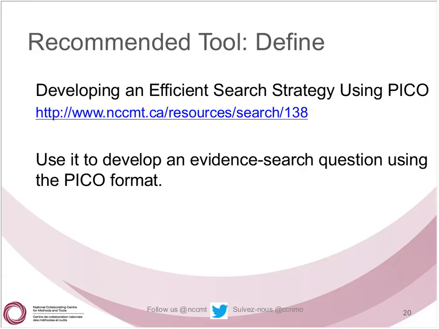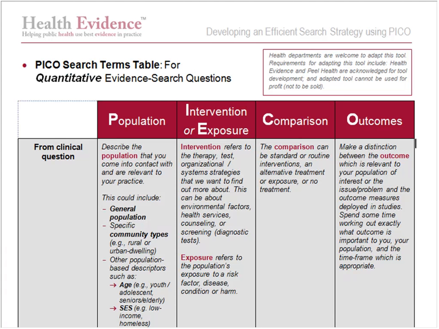So this tool is called Developing an Efficient Search Strategy Using PICO. So when you're trying to get ready to search for evidence, you can use the PICO format, and this tool, which I'll show you here, this is the top part of it anyway, just breaks down that question into those PICO components. So this is a tool because it just helps you to fill in the blanks and prompts you a little bit to think about what evidence you would want to look for or how to describe that evidence.